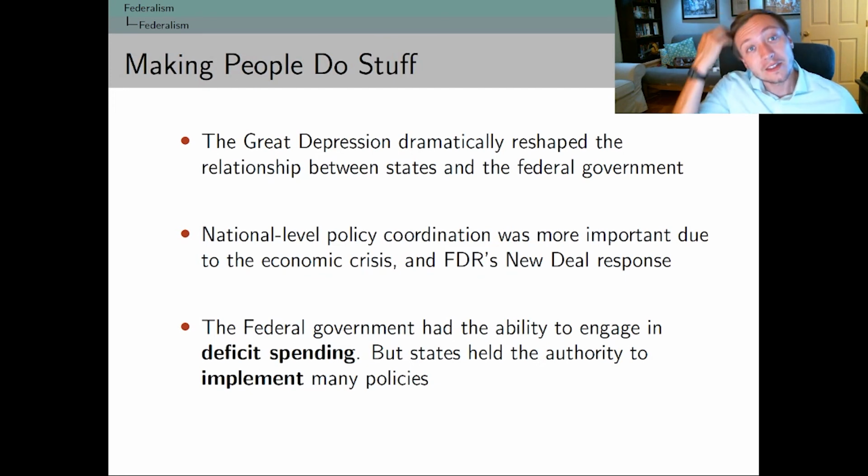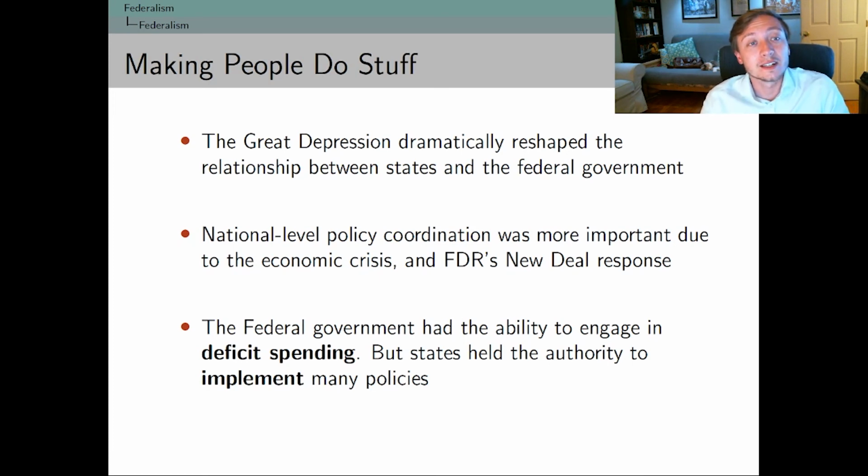So then comes the Great Depression, right? After this 19th century, where we have a lot of hard boundaries between the federal and the state governments, we saw that especially the Great Depression is part of this story of reshaping this relationship.